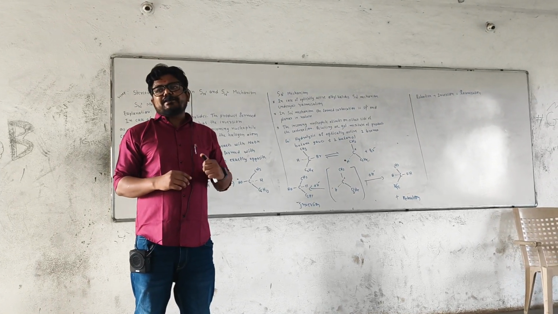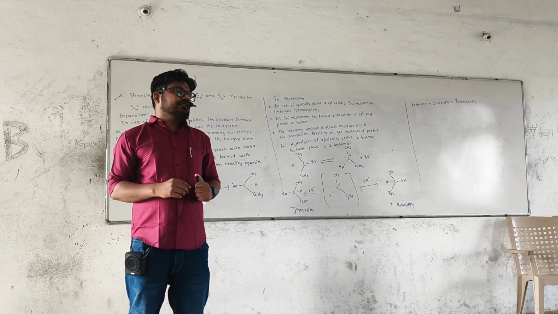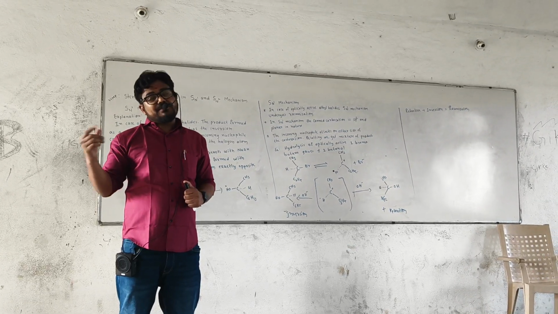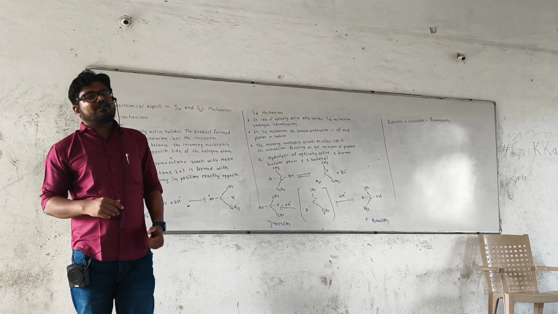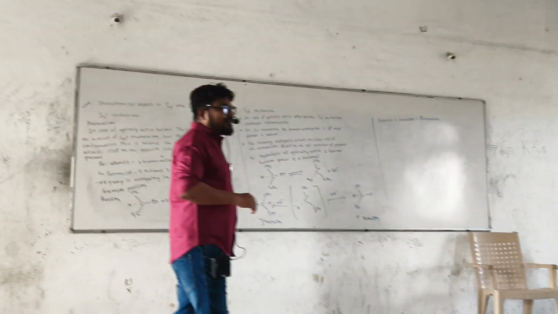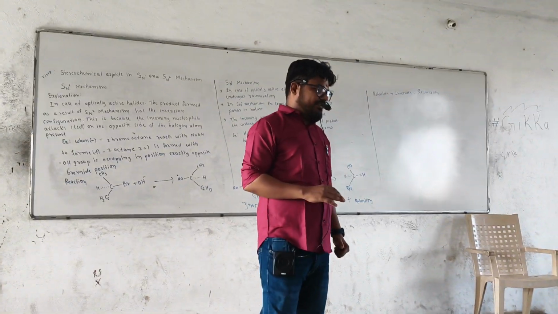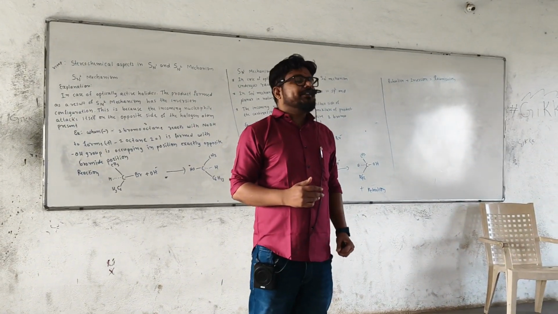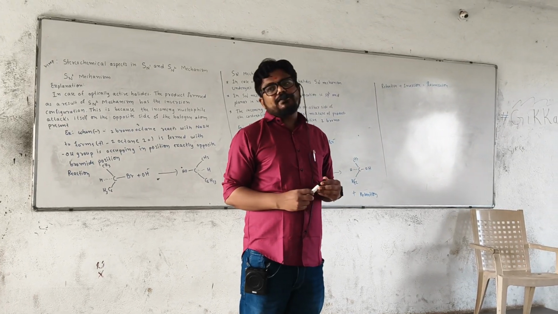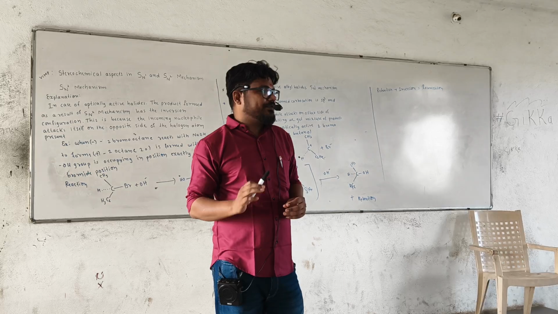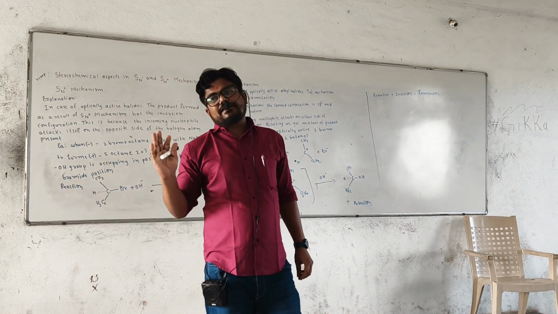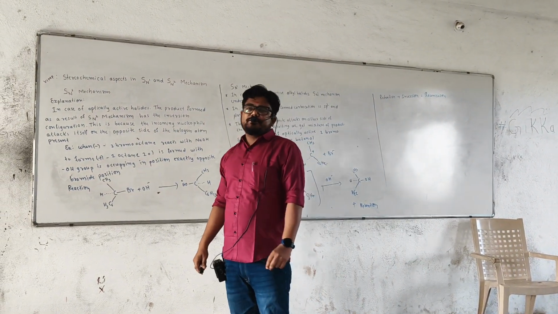If a substance rotates the plane polarized light towards the clockwise direction, it is a dextro-rotatory substance. In the same way, if it rotates in the anti-clockwise direction, we can say that it is a levo-rotatory substance. So now we discuss the SN2 mechanism and the SN1 mechanism.